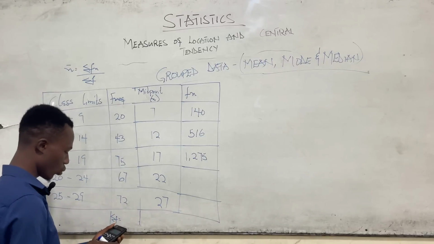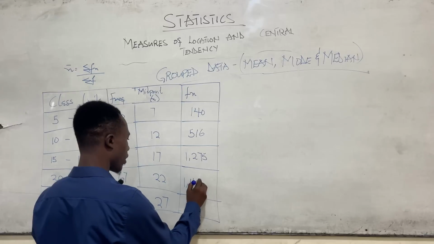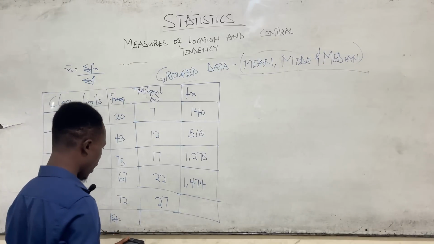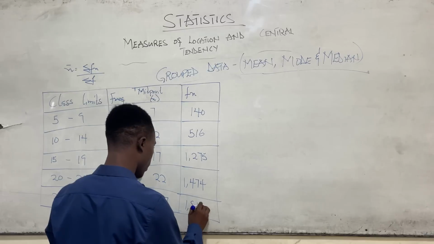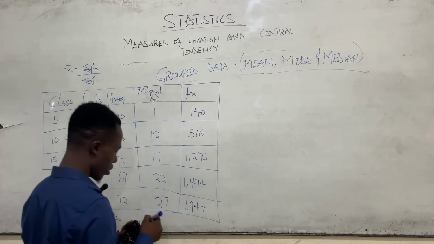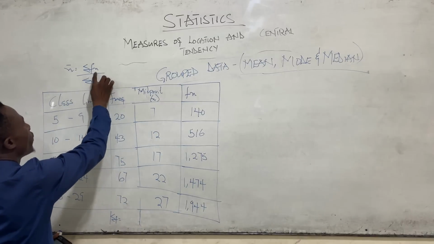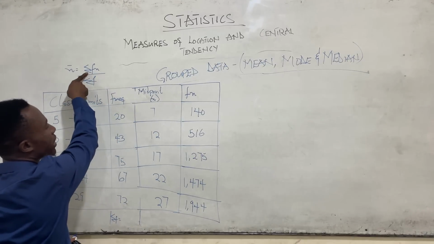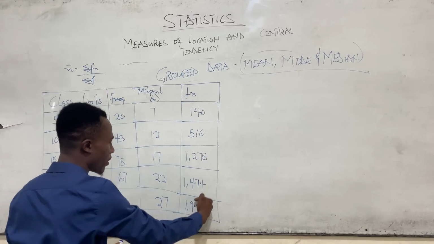67 times 22 will also give us 1474. 72 times 27 is 1944. Okay, so now we have the fx. This is the fx. We first did for x, now we have multiplied it by what? The f. Now what is next? Summation, right? So it means we have to sum the fx, right? So we have to sum everything here.